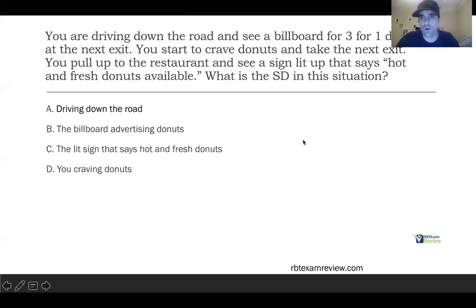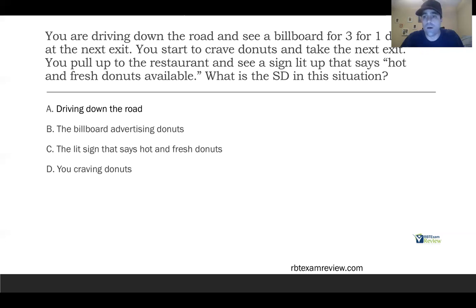You're driving down the road and see a billboard for 3-for-1 donuts at the next exit. You start to crave donuts and take the next exit. You pull up to the restaurant and see a sign lit up that says hot and fresh donuts available. What is the SD in this situation? Be careful here, tricky question. They're saying a couple different things, right? You see a billboard, you crave donuts. You're driving and you see a sign. What is the SD though?